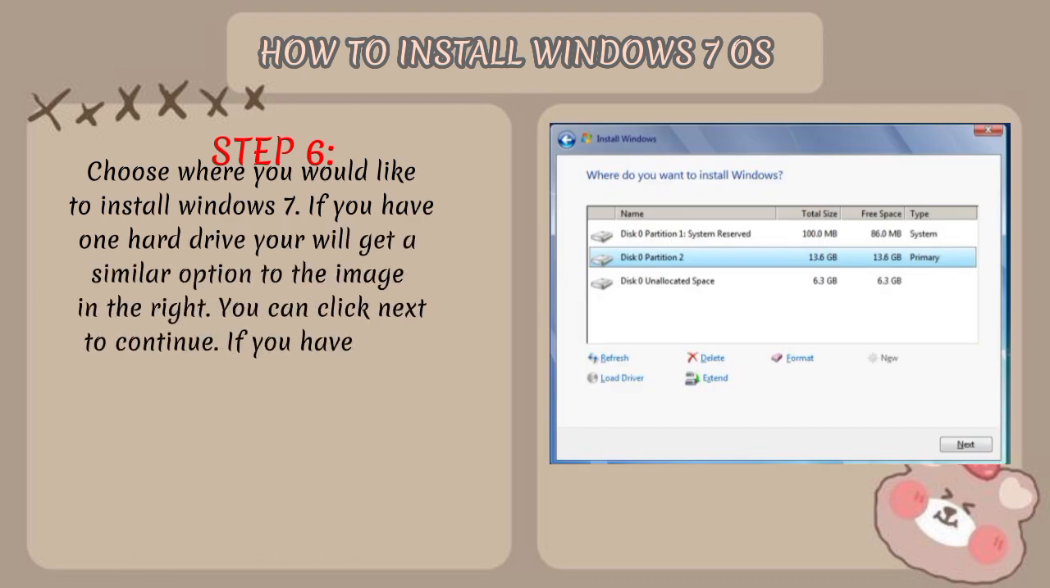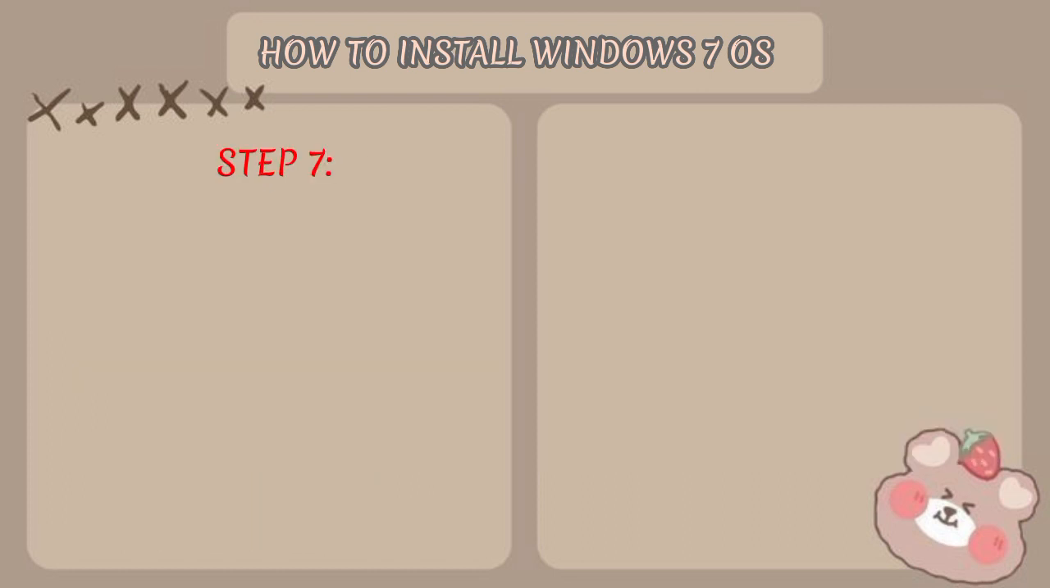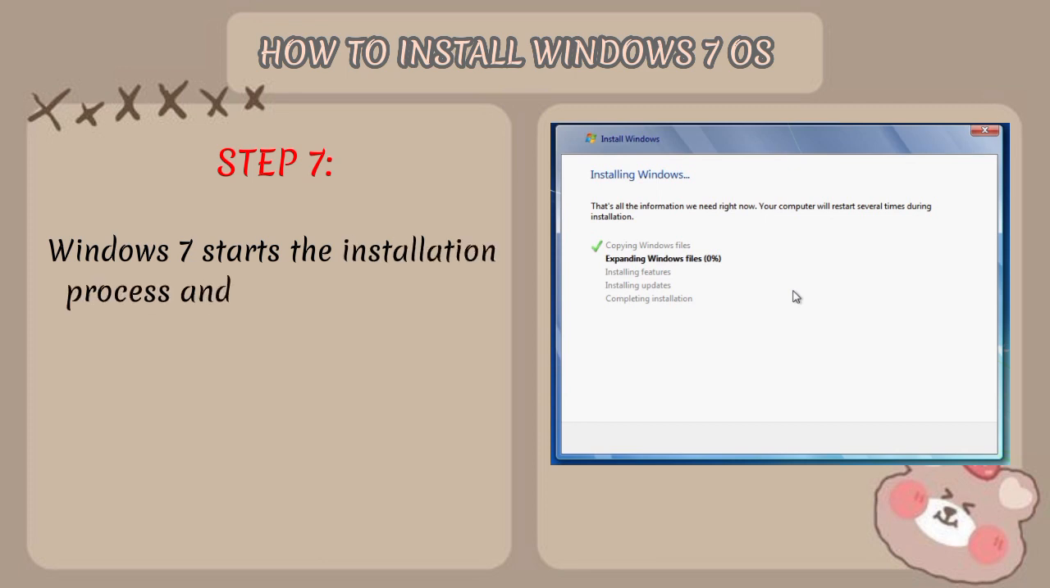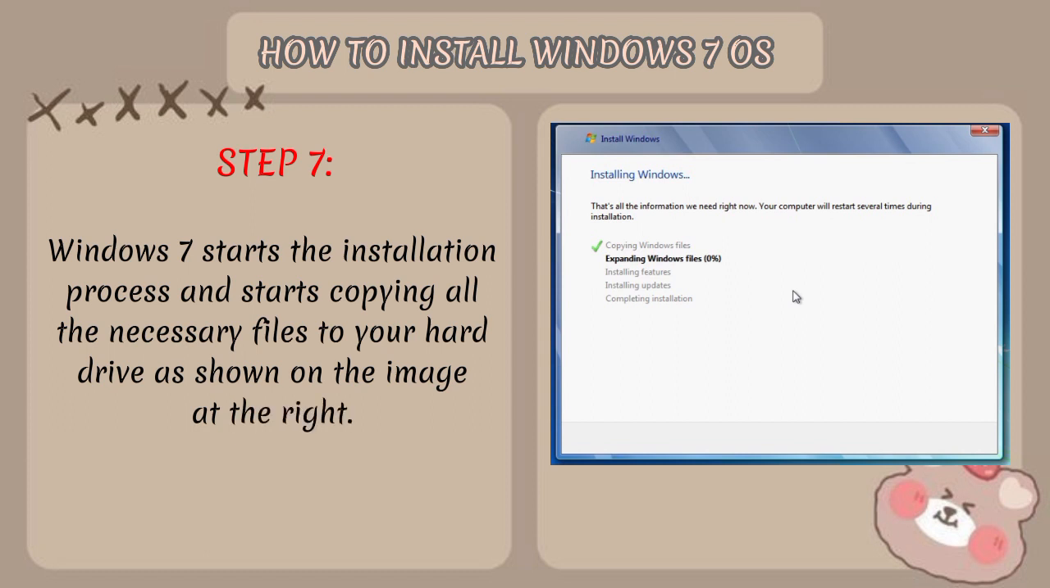Step 6. Choose where you would like to install Windows 7. If you have 1 hard drive, you will get a similar option to the image on the right. You can click Next to continue. If you have more than 1 drive or partition, then you need to select the appropriate drive and click Next. If you need to format or partition a drive, then click Drive Options Advanced before clicking Next. Step 7. Windows 7 starts the installation process and starts copying all the necessary files to your hard drive as shown on the image at the right.